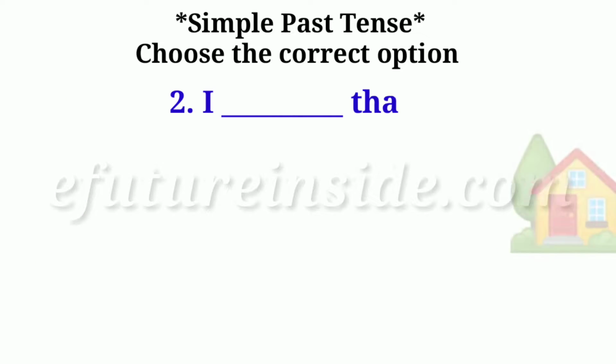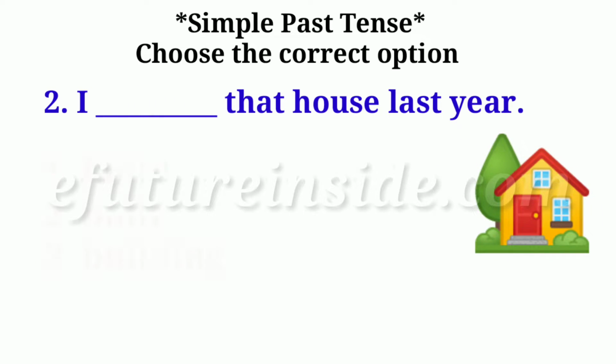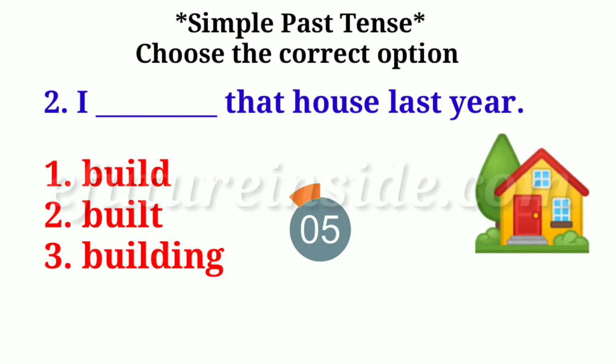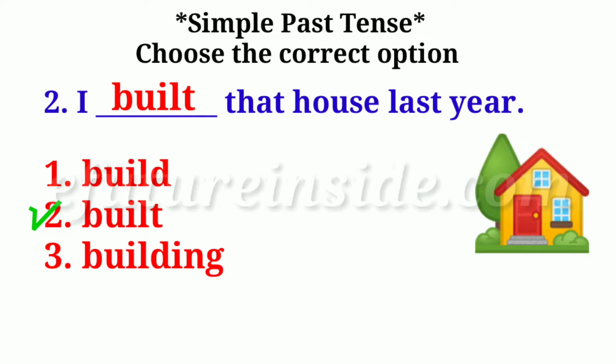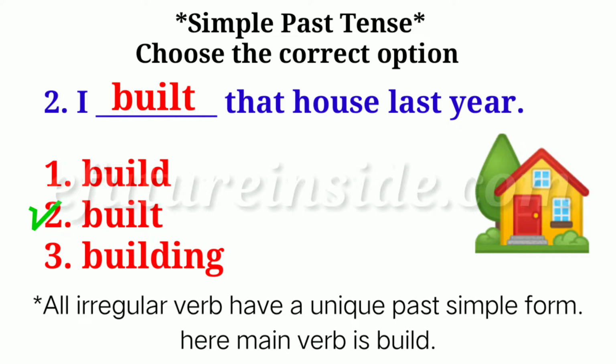I dashed that house last year. I built that house last year. Remember, all irregular verbs have a unique past simple form. Here, main verb is build.